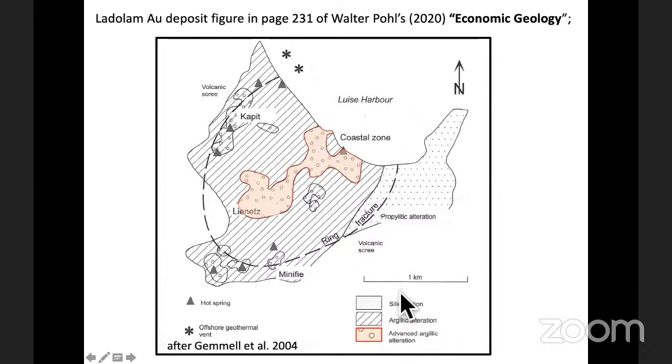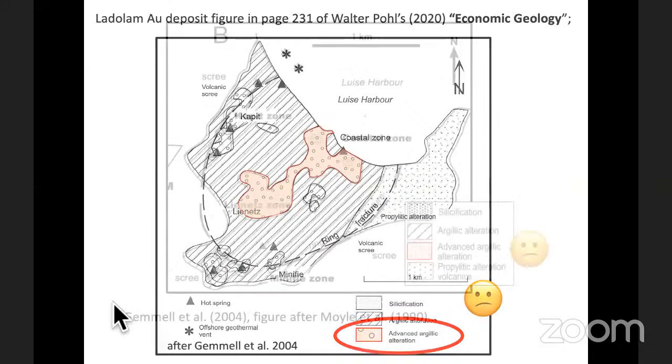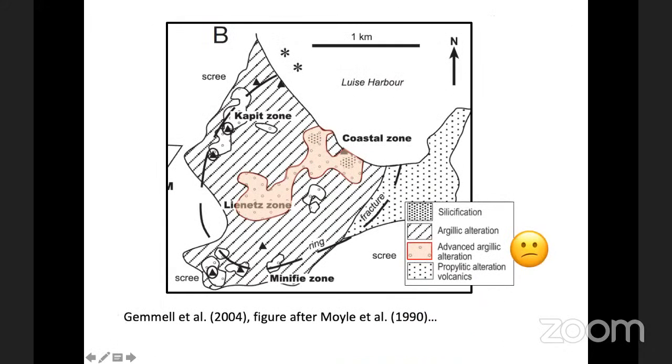Well, what is the original figure? Pohl refers to a paper by Gemmell et al. in 2004. And I show a frowny face because, unfortunately, this is an unfortunate simplification, as you will see. So we go to Gemmell et al. 2004, and what do we find? We find this figure, which refers to Moyle et al. 1990. Essentially the same figure, the same simplified patterns in the legend.